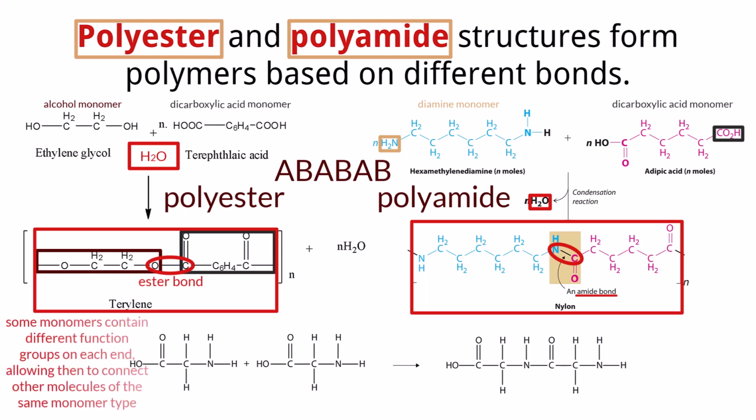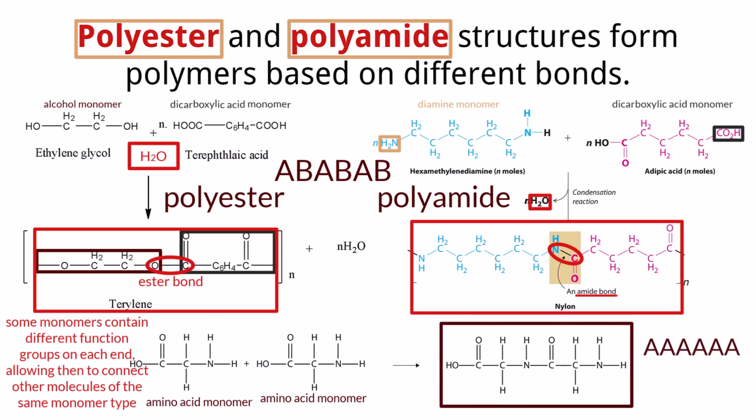Some monomers can contain different functional groups on each end, like an amino acid, which allows them to connect directly to other amino acids, in which case the pattern would be AAAA, as all of the molecules are the same type. Long chains of amino acids like this create proteins.